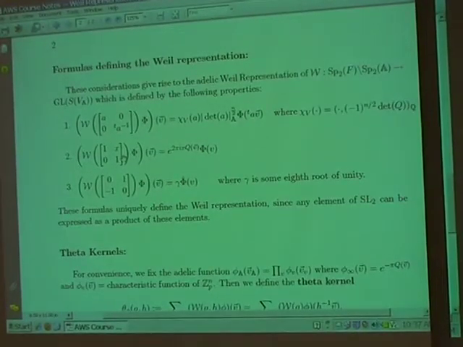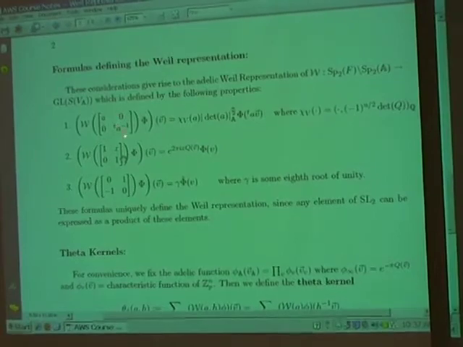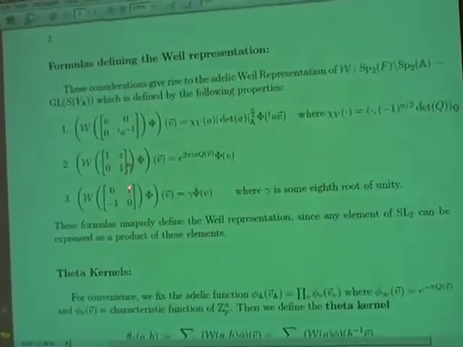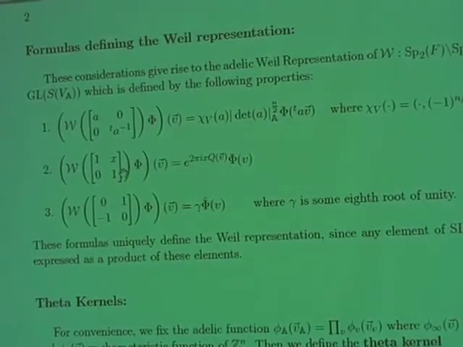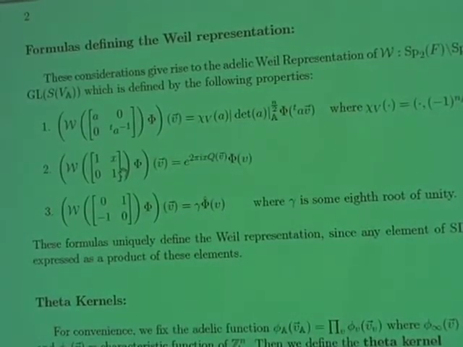So there's just some formulas, right? There's nothing amazing here to see, except that I claim that this defines the Weil representation because SL2 is generated by diagonal elements, these upper triangular elements, and this one element, (0, -1; 1, 0). So this defines a unique representation if it exists. And there are some cool features of it.